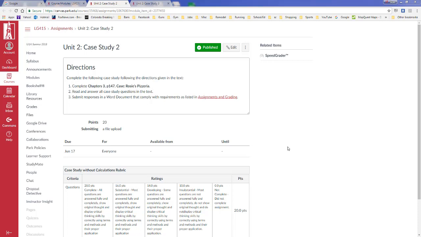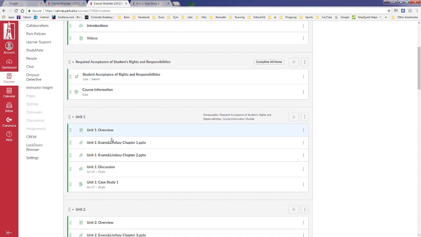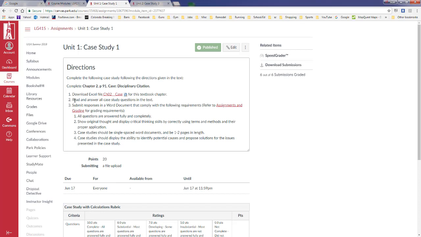Okay. So let's look at the second case study, which, this is a typo, this should be page 146, which is Rosie's Pizzeria. The instructions ask you or tell you to read and answer all case study questions in the text from module 1. If you recall from case study number 1, there are specific requirements. These are not repeated and should have been. This is being addressed in the redesign, but all of these are going to be included in the redesign, but are required for all case studies throughout the course.